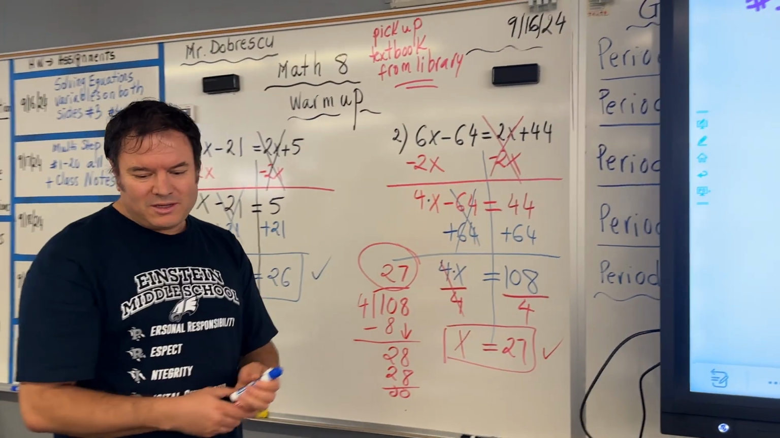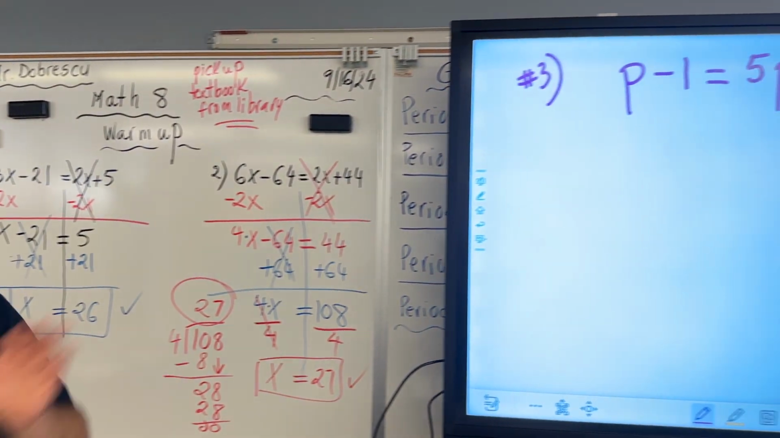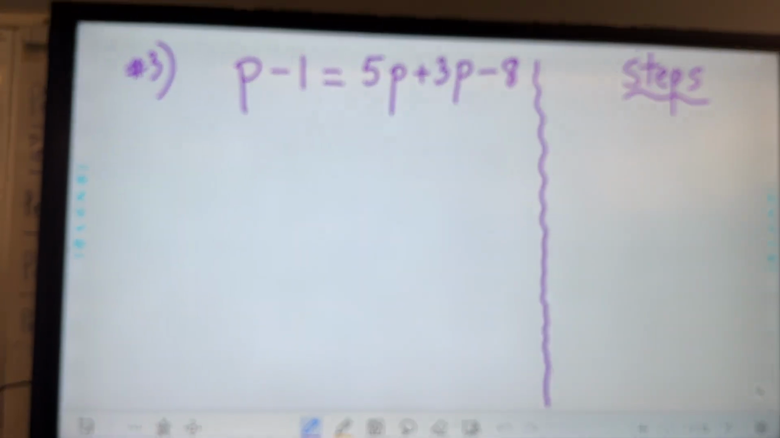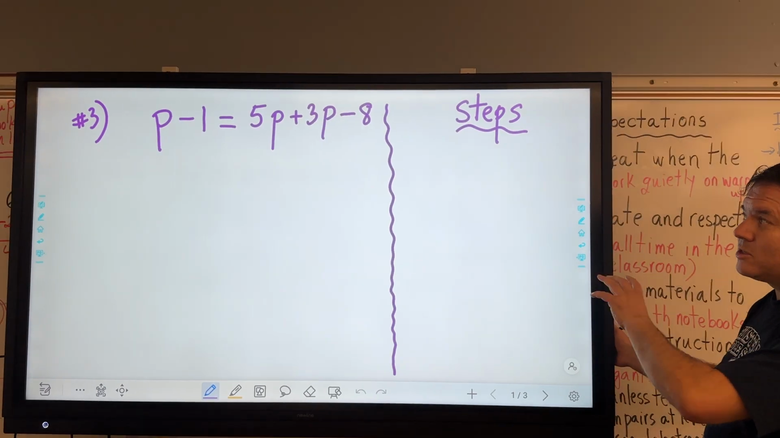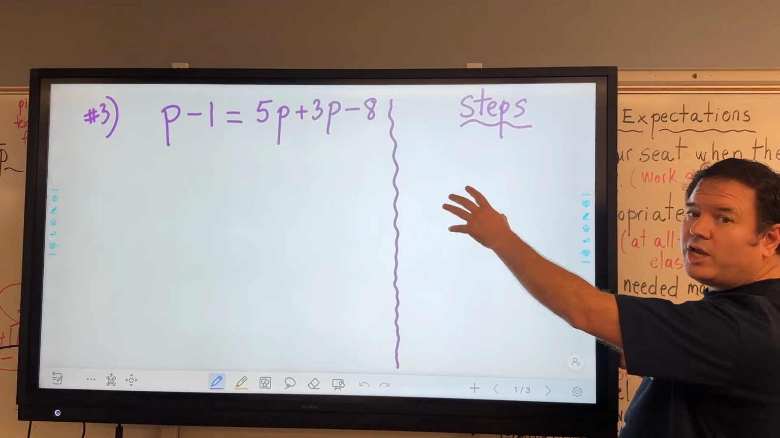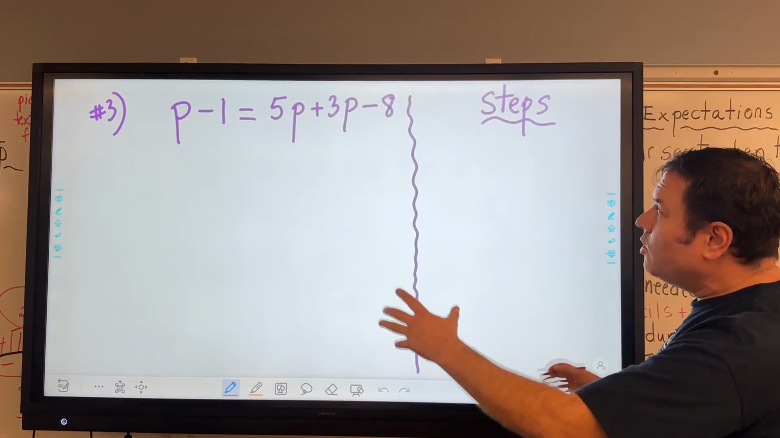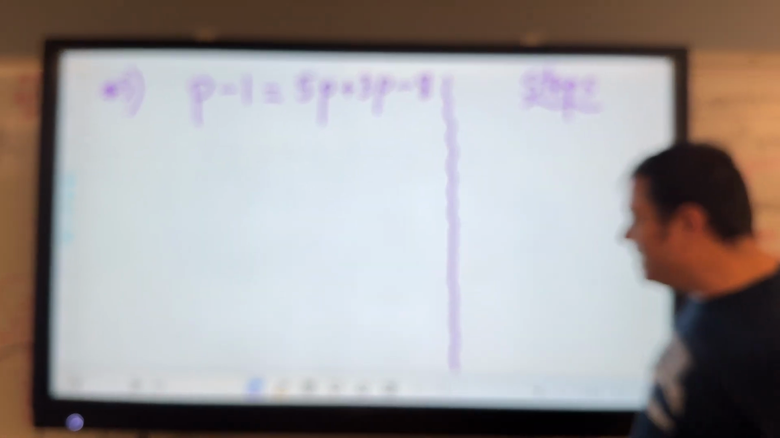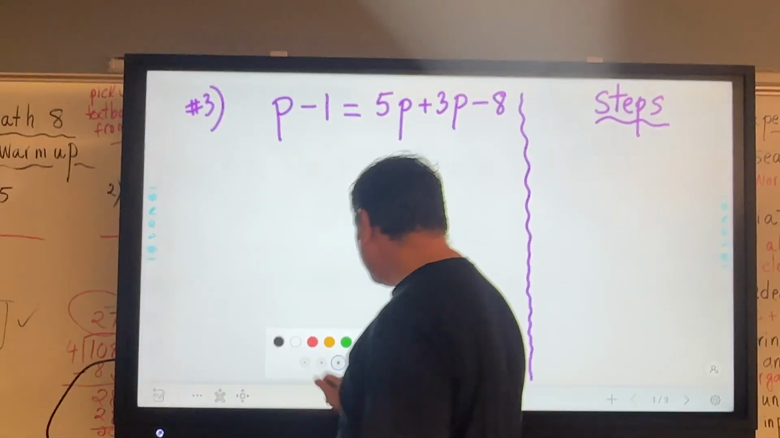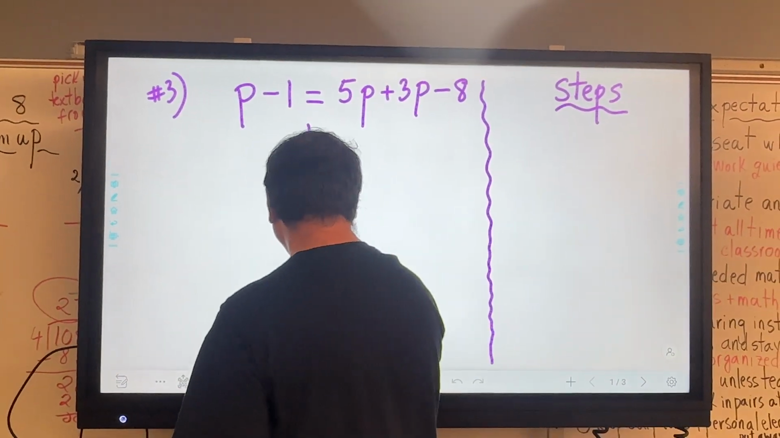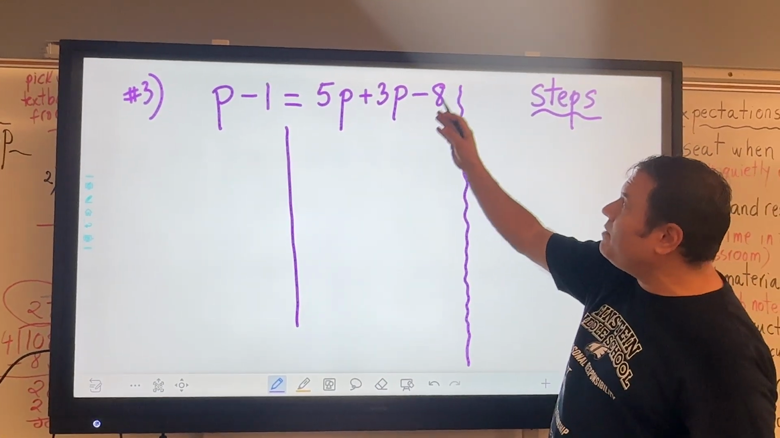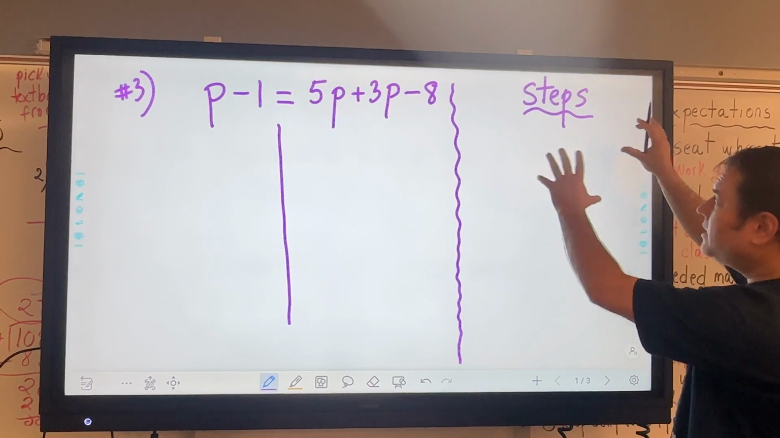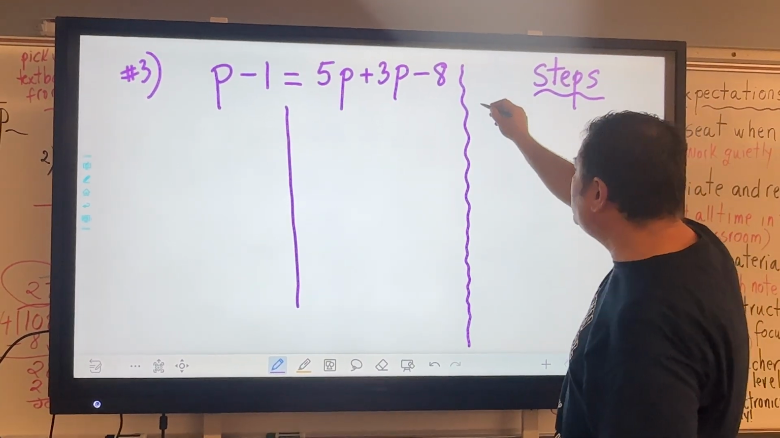Perfect. Let's look to this board now. Today's lesson, we are going to learn how to solve multi-step equations with variables on both sides. As you see, this equation is a little bit more complicated because we have more things in the equation. Take a look. We have p minus 1 equals 5p plus 3p minus 8. And let's have some steps for this equation.